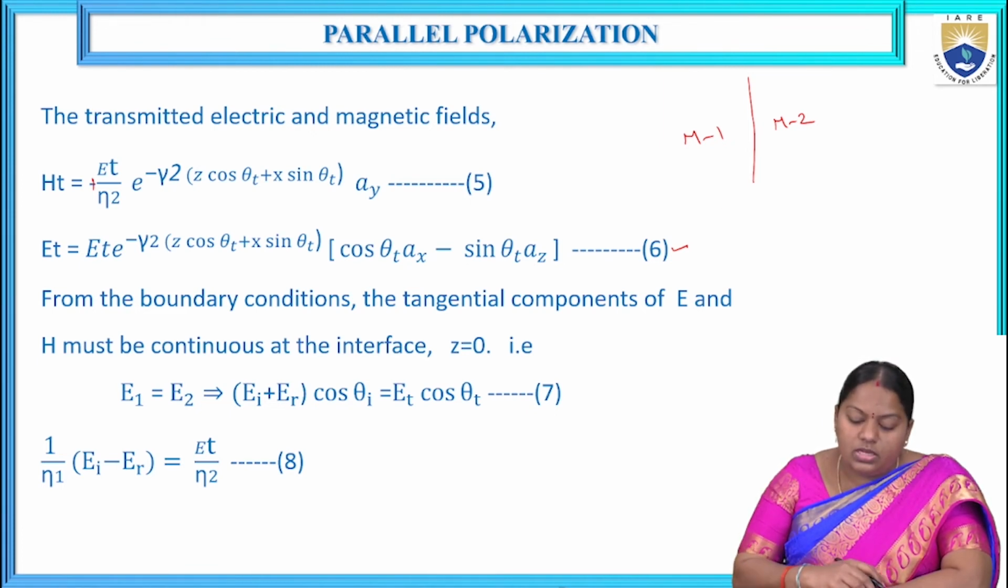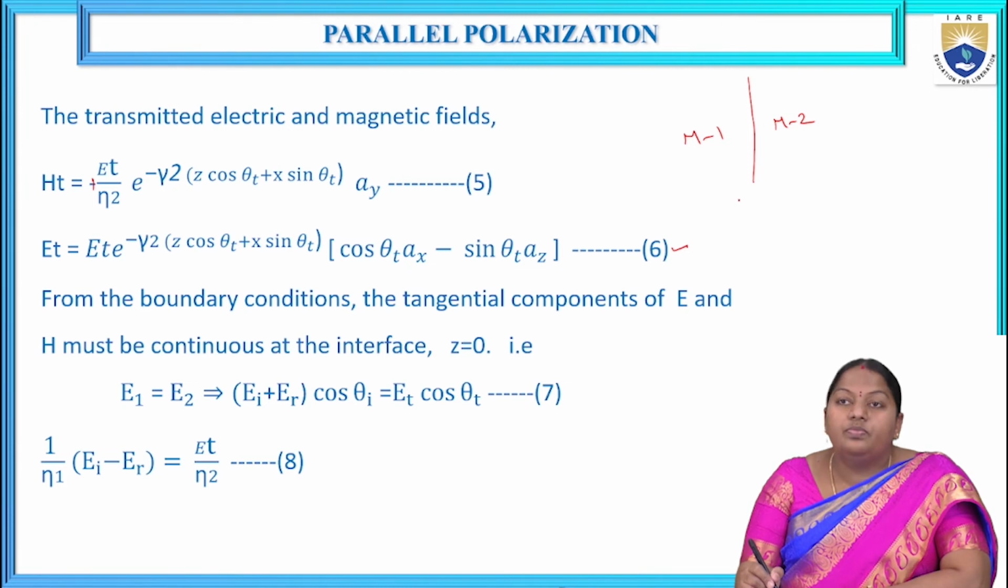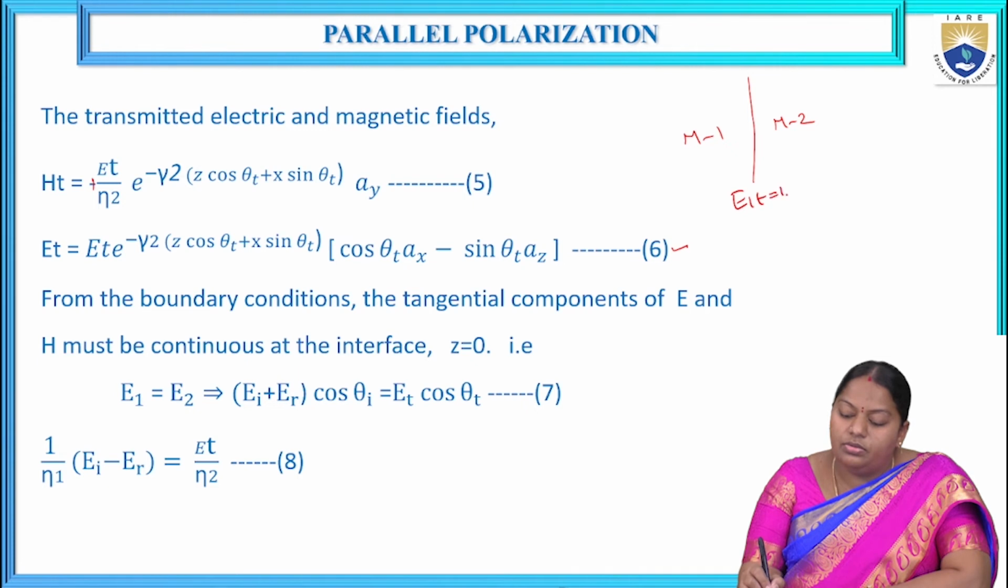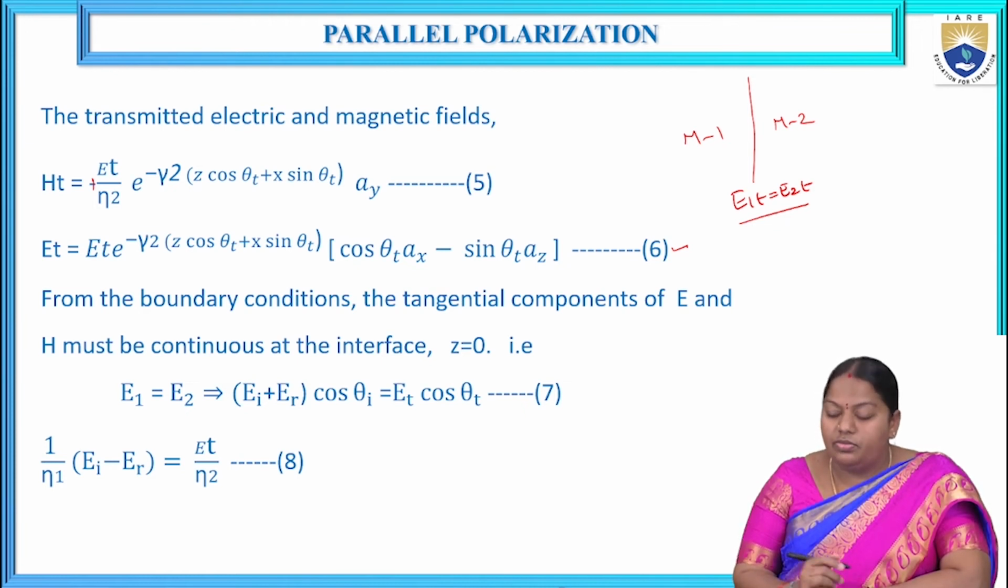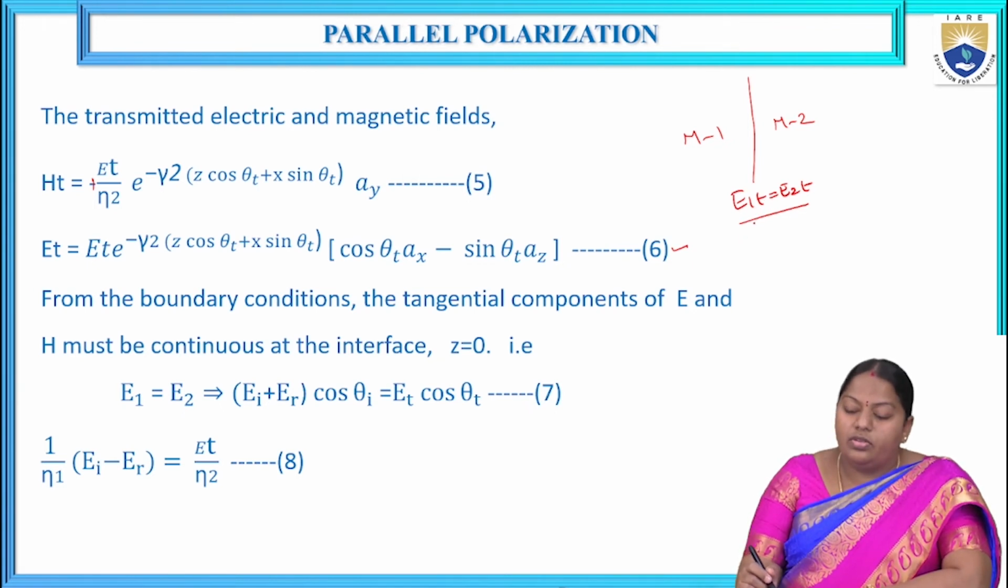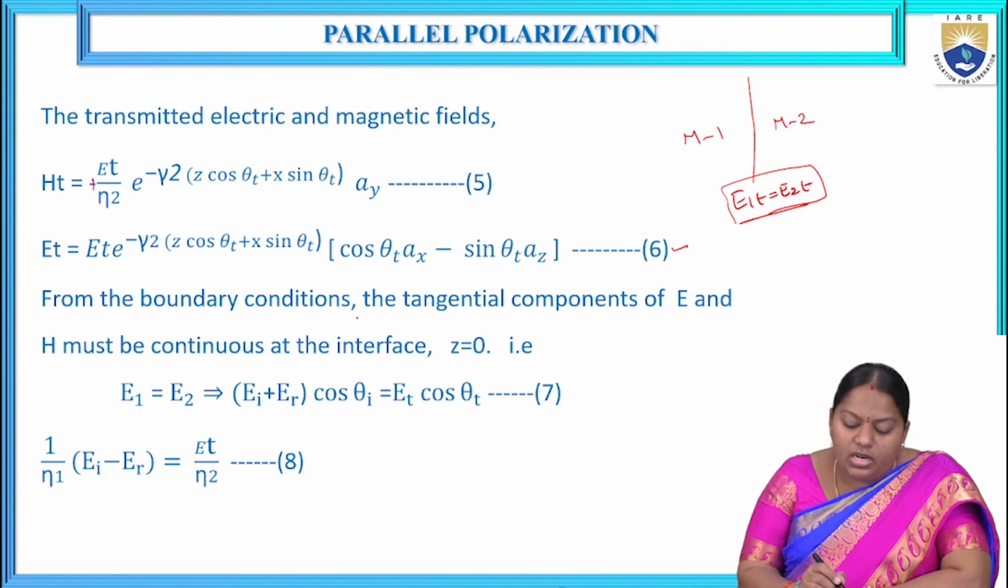Right? As we know, the boundary condition for the electric fields in two dielectric media is E1t equal to E2t. According to this statement, we can say that the tangential components of the electric fields of both medium 1 and 2 are continuous across the boundary or interface. So we can consider this the fundamental boundary condition between two dielectric media. Right? So from the boundary conditions, the tangential components of E and H must be continuous at the interface.